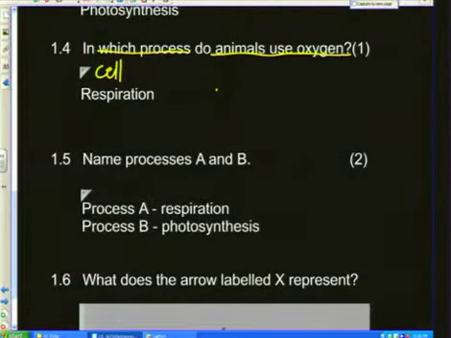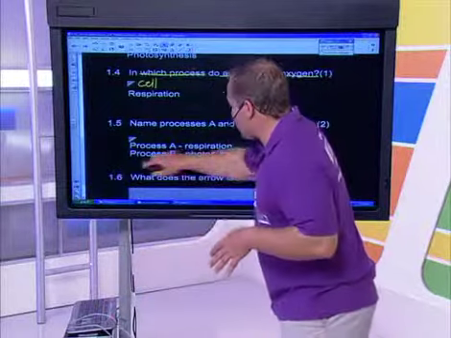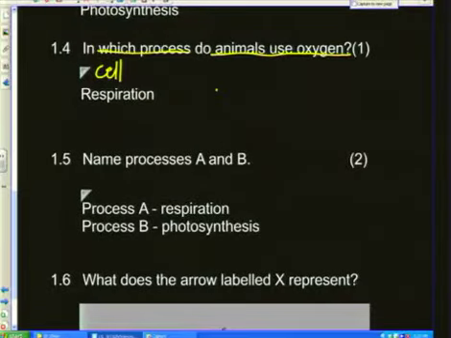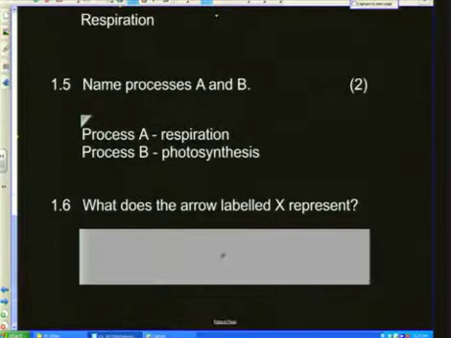Okay, if we have a look at it, process A is cellular respiration. Process A is where we use oxygen, and process B is where plants use the carbon dioxide. So process B is photosynthesis and process A is cellular respiration. Nice and easy, right? It's not that difficult. Next, what does the arrow labeled X represent?